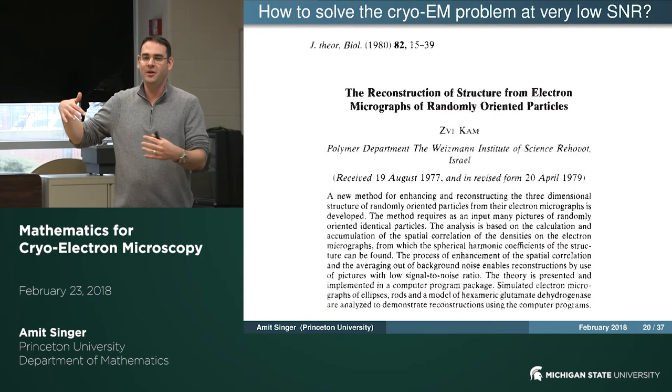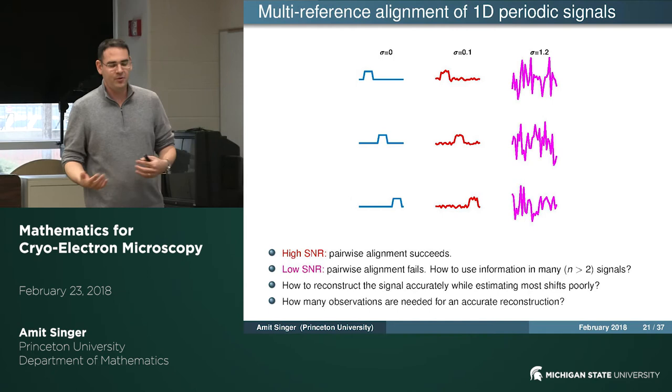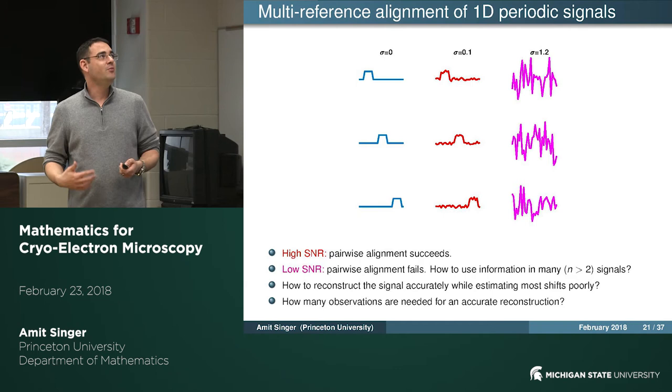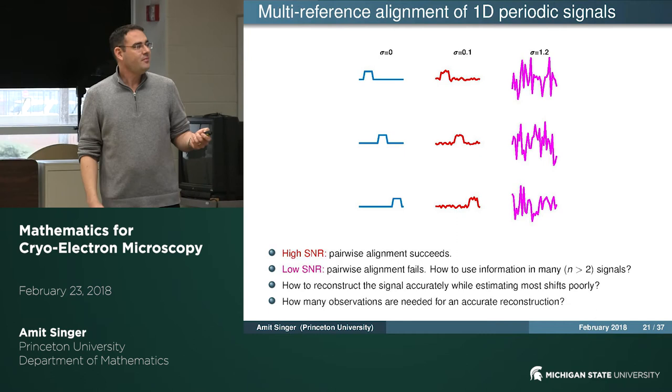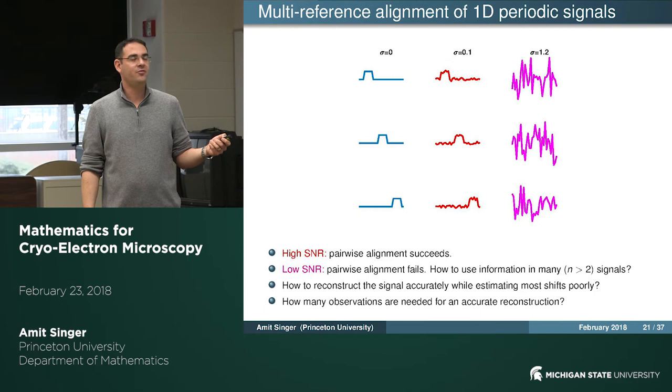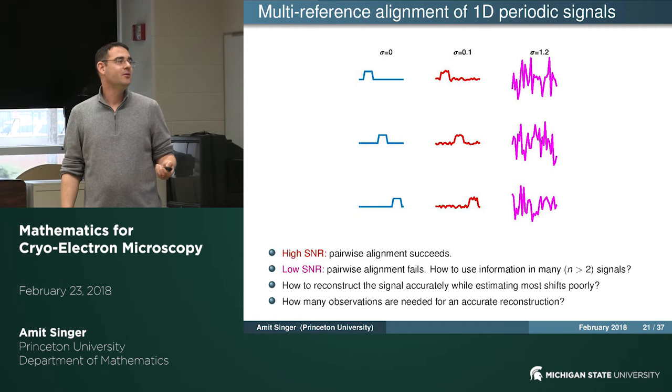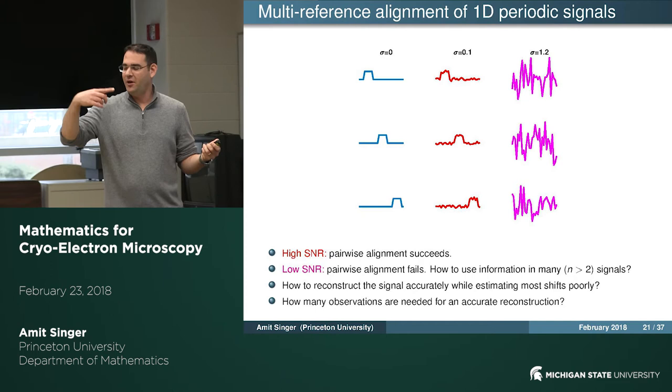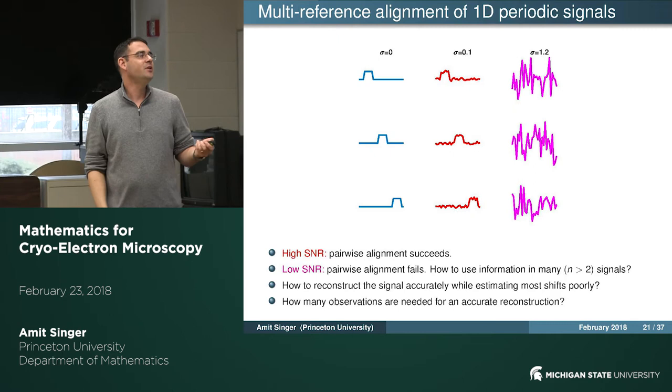So in our case, perhaps the simplest problem that mimics the cryo-EM problem is what we call multi-reference alignment of one-dimensional periodic signals. Suppose there is a signal in one dimension that you want to estimate, like the step function that you see here, and you observe multiple copies of the signal, every time with some different shift. The shifts are unknown, and the signal is unknown. By periodic, I mean that the shifts are really periodic, so think of the signal as living on the unit circle, and every time I just shift its angle. So clearly, if there is no noise, by just looking at one of the observations, you solve the problem.